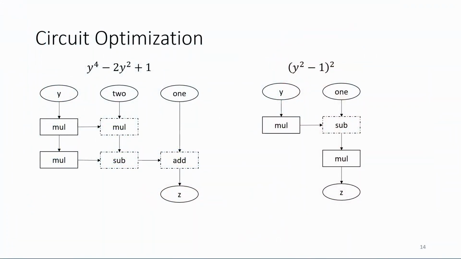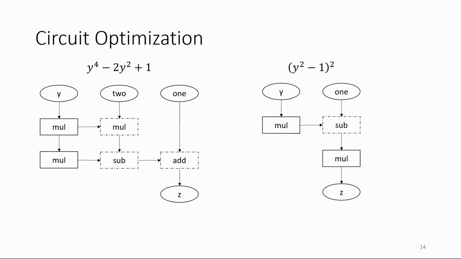Actually, there's a better way to do this computation. You require some circuit optimization to get a better algorithm. Both sides achieve the same computation. However, the right-hand side is much simpler. You see, you have 2 fewer operations.